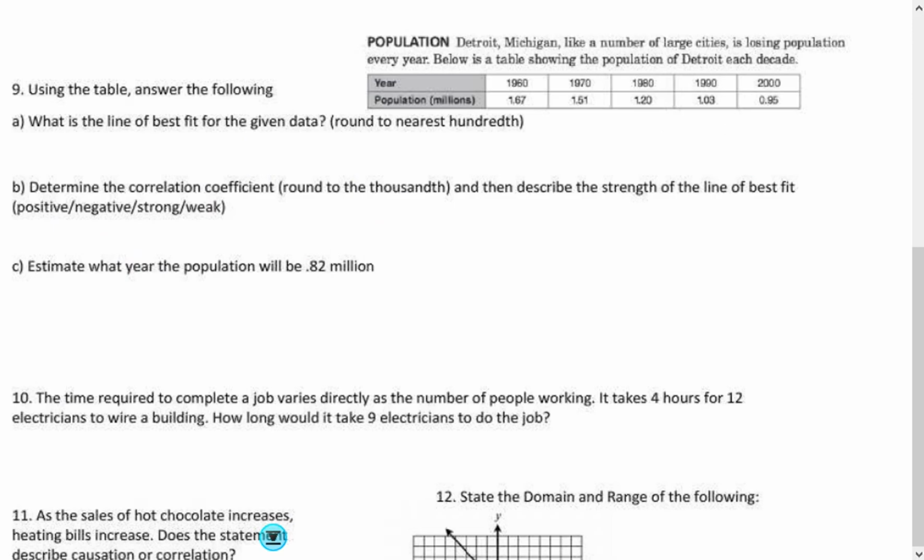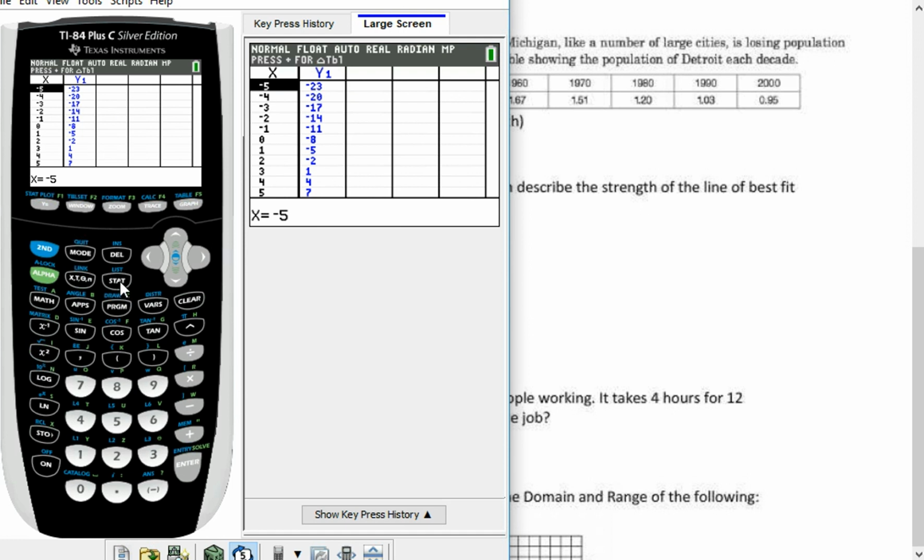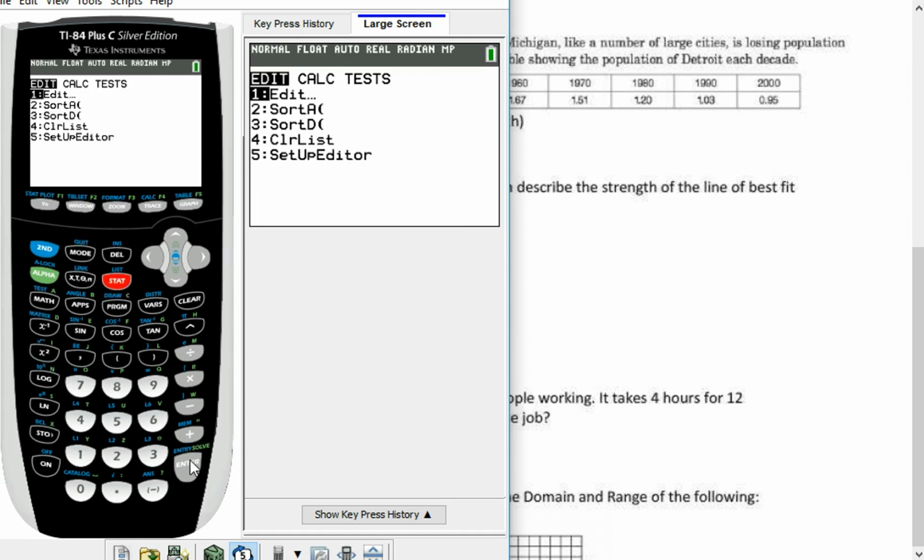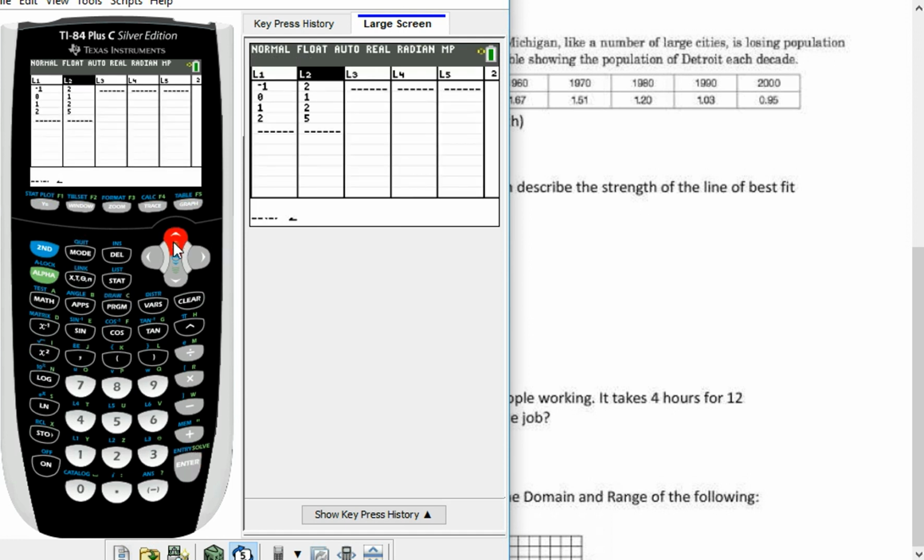Onto the back, I'm going to start here on number 9. Okay, now we're talking about these scatter plots. What I need to do is input these things into my calculator by going to Stat, Edit, and now I'm going to clear my list, and I'm going to enter in my new table of x and y values.